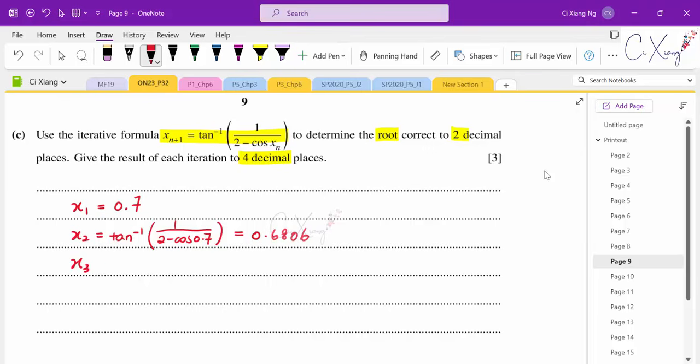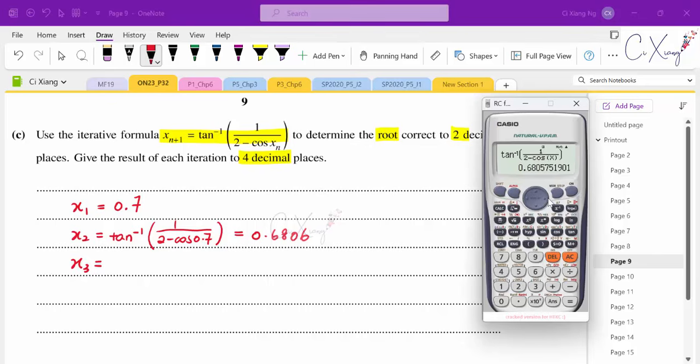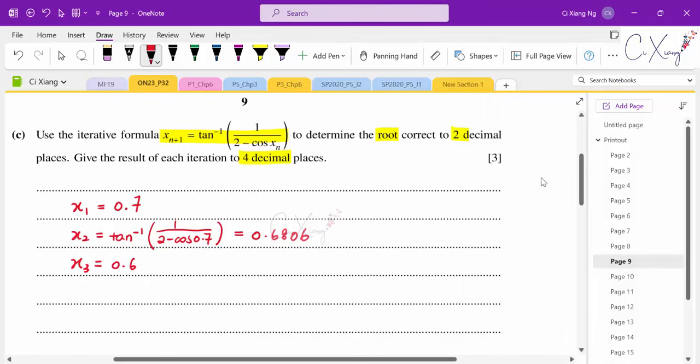Okay, then next one, I want to get the x3. How can I get the x3? You repeat the same process where you take 0.6806, key it into the iterative formula. So I can repeat this by using the calculator where I press calculate again. Then it asks me again, what is the value of x that you want to input? Then you just type in 0.6806. Then you press the equal sign. And now you get the third value for the x, which is 0.6855. So you can put in 0.6855.